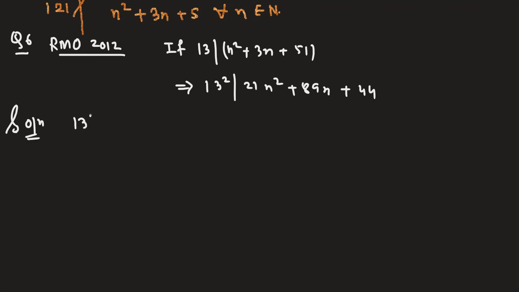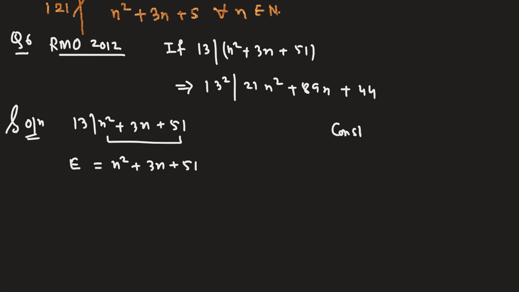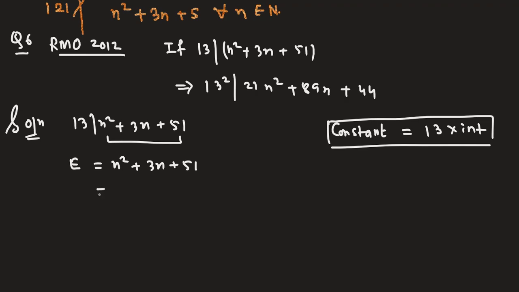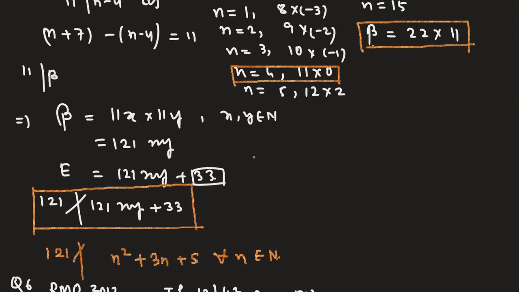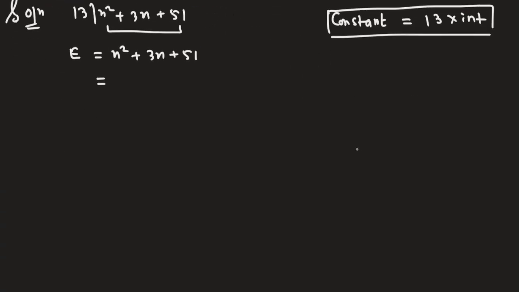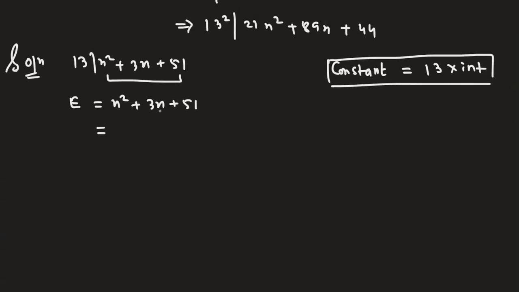So 13 divides n square plus 3n plus 51. Remember, if I consider this expression as e, we have to express or factorize e in such a way that our constant will be a multiple of 13 into some integer. This should be the constant, otherwise we cannot solve this question. Again the same logic we have to apply, the hit and trial method. We have to introduce some factor here so that the constant will be a multiple of 13.